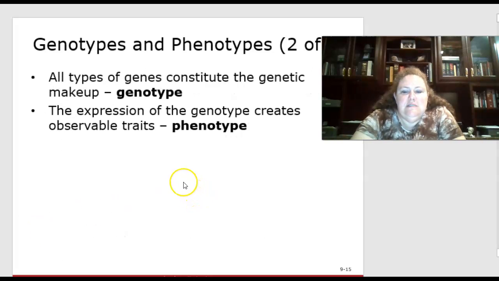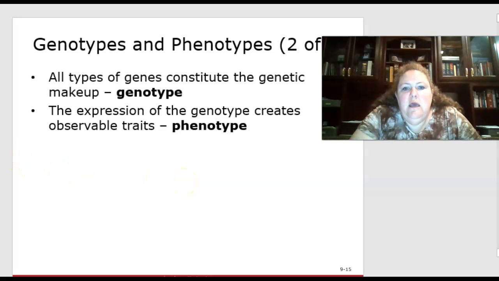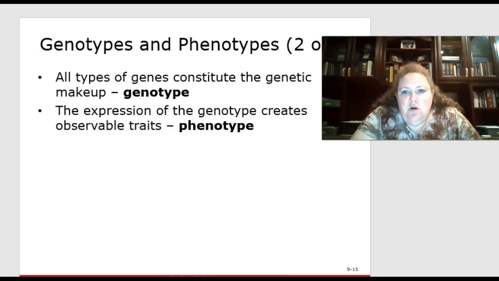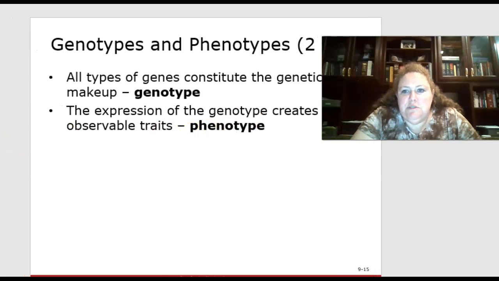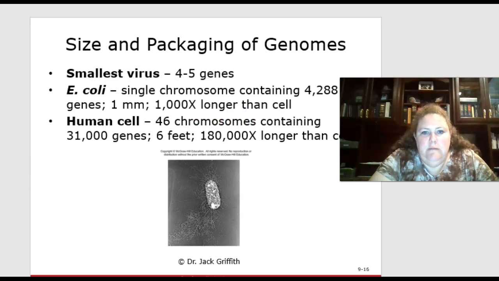So all types of genes constitute the genetic makeup, and this is called the genome, okay? And the expression of the genome is going to create observable traits. And like I said before, it's kind of like a picture. That is the phenotype.